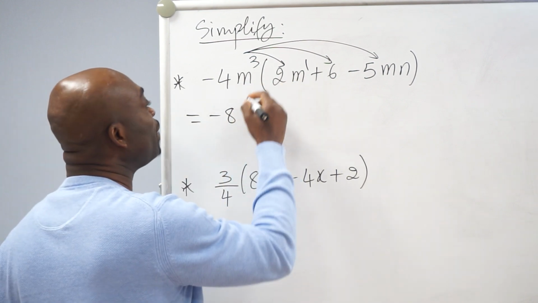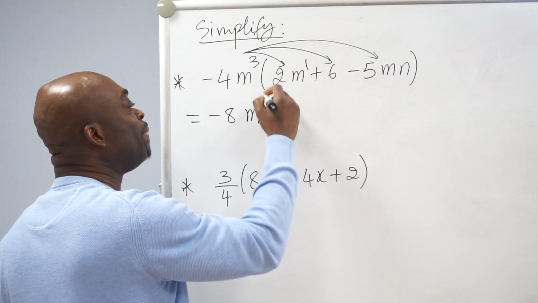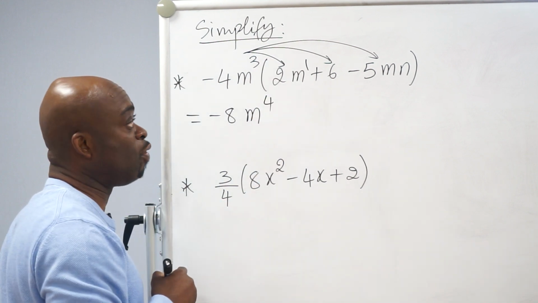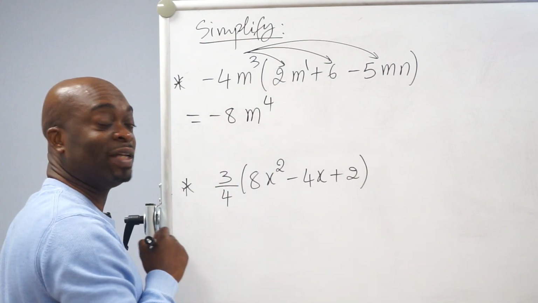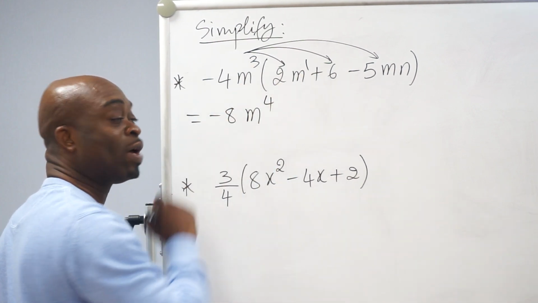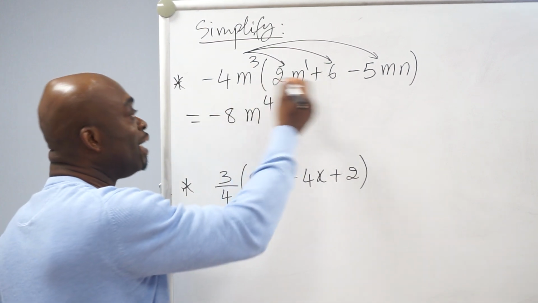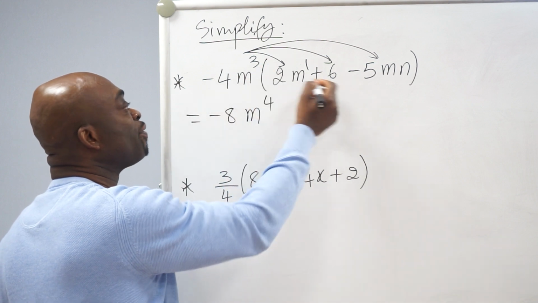So then let's go. And then we have m what? We're going to add the powers, 3 plus 1, which is 4. So that's it for the first one. Negative 4 times 2 is negative 8, and then m power 3 times m power 1 is m power 4. So now let's go to the second one. Negative 4 m power 3 times 6.